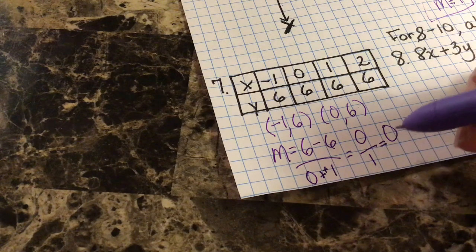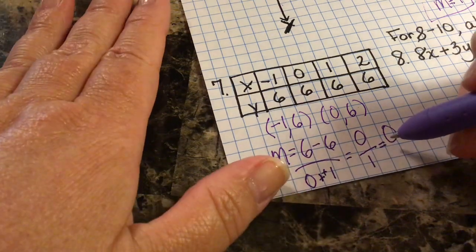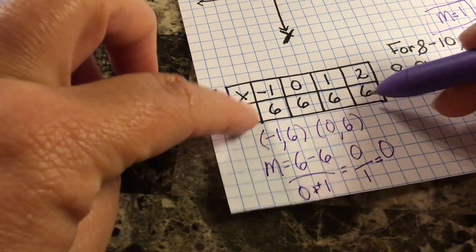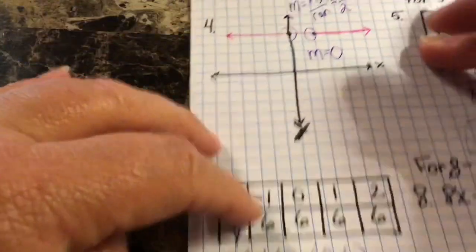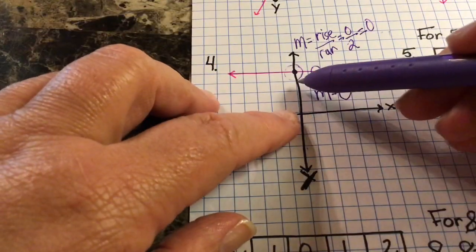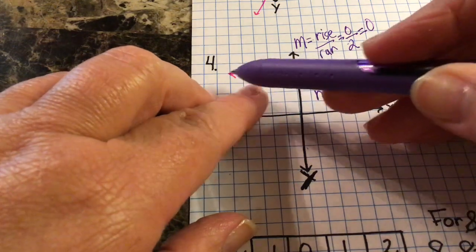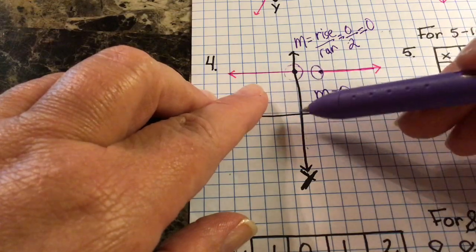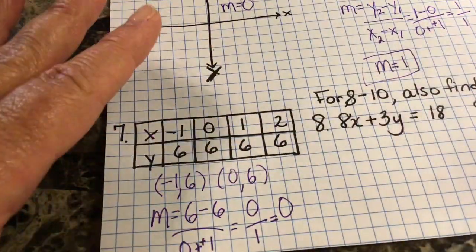I know that's a horizontal line. All horizontal lines have a slope of 0. I should have also known this is a horizontal line by the fact that all of these numbers are the same. If you look up here, 1, 2, 3, 4, every y-coordinate on this line is 4. So that's how you would have known that those are the same.